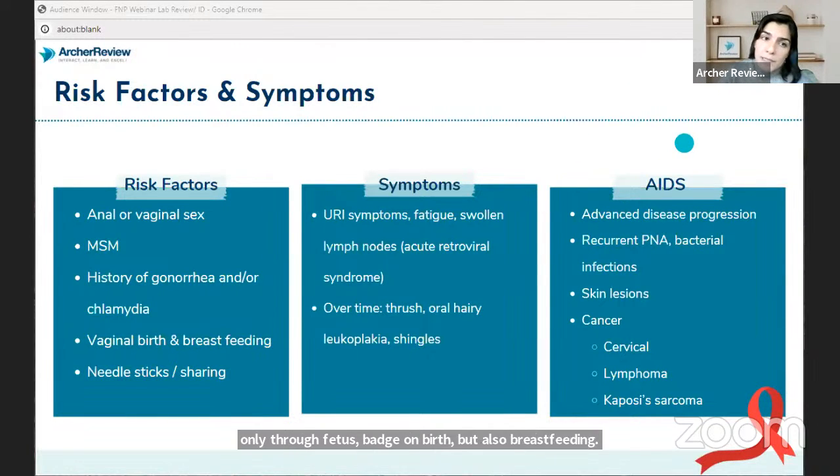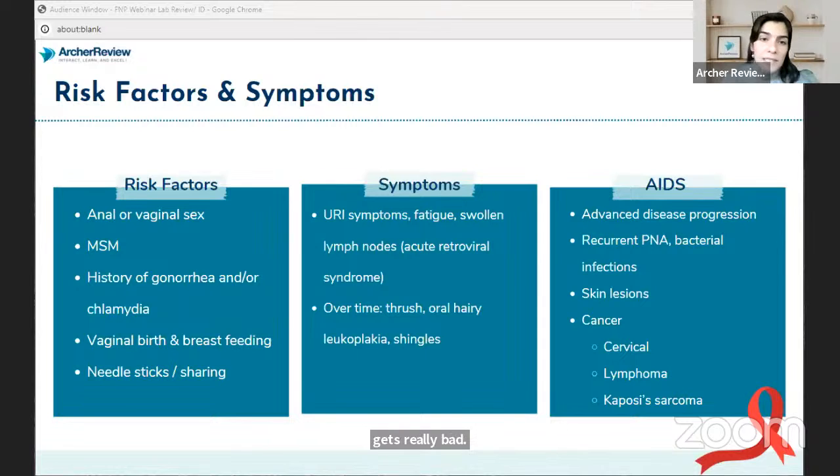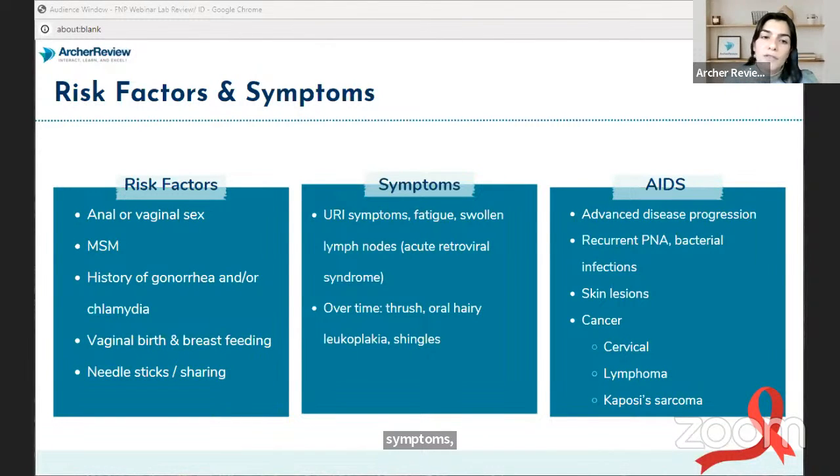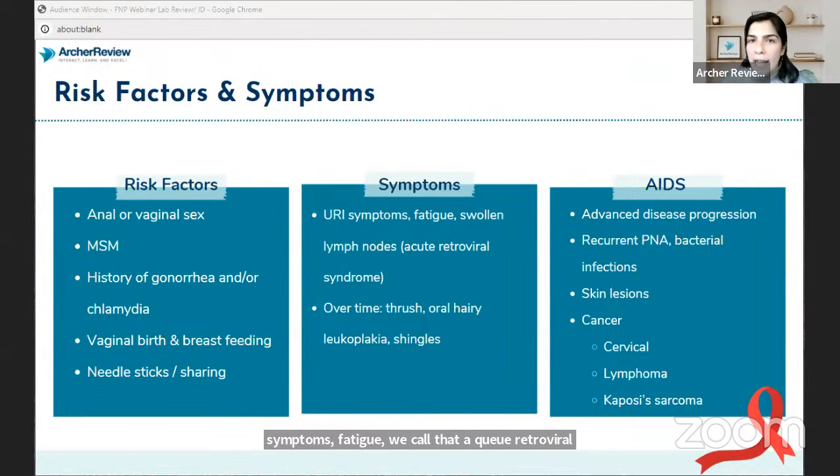Some of the symptoms that you may or may not see, like I said, it's kind of quiet for a little while until it gets really bad. So some of the symptoms you might see in general are URI symptoms, fatigue, swollen lymph nodes. We call that acute retroviral syndrome, ARS. And then over time, you're going to see more thrush, that oral hairy leukoplakia you might notice, or if somebody's coming in getting frequent shingles infections and they're young, definitely want to think about their immune system and why is their immune system so compromised.